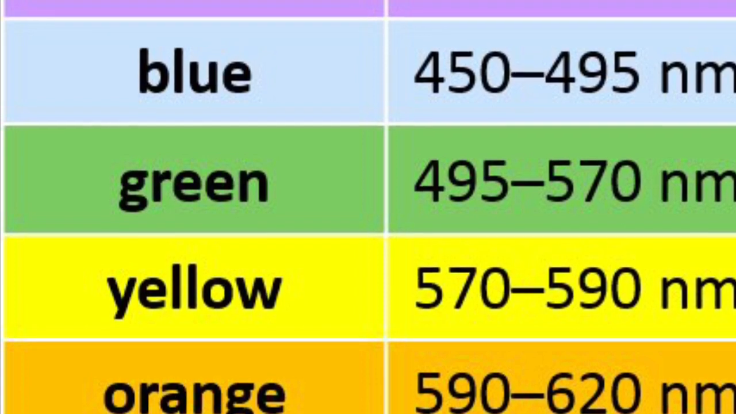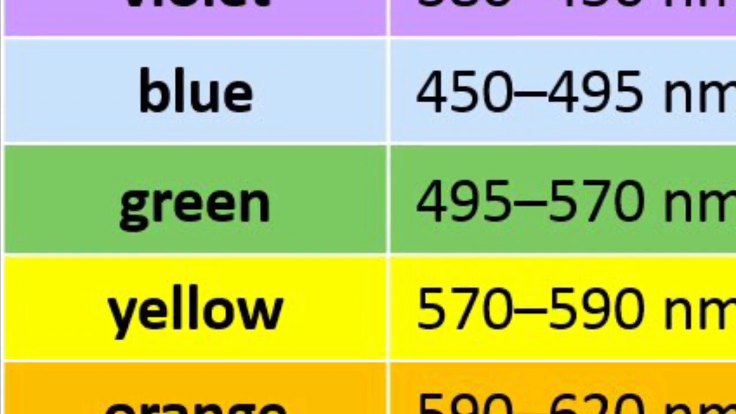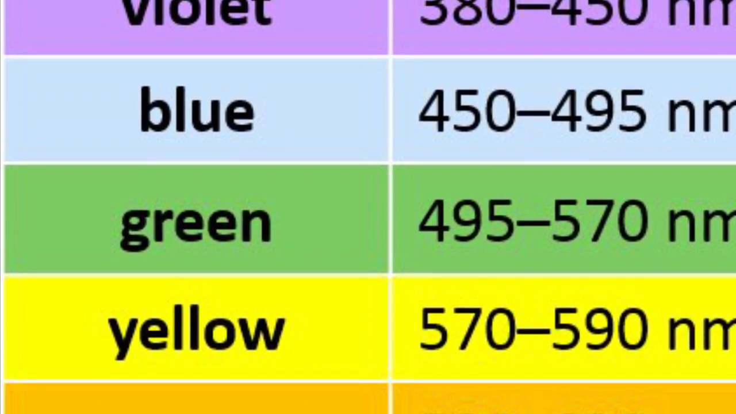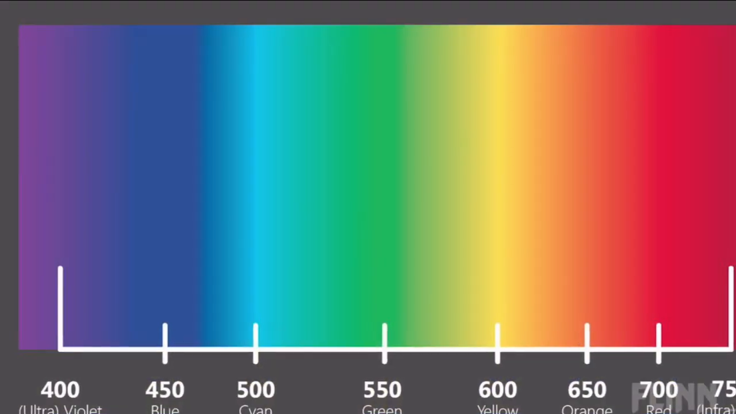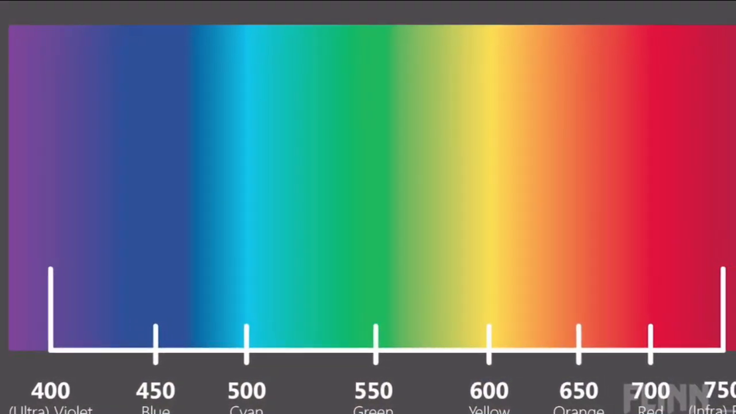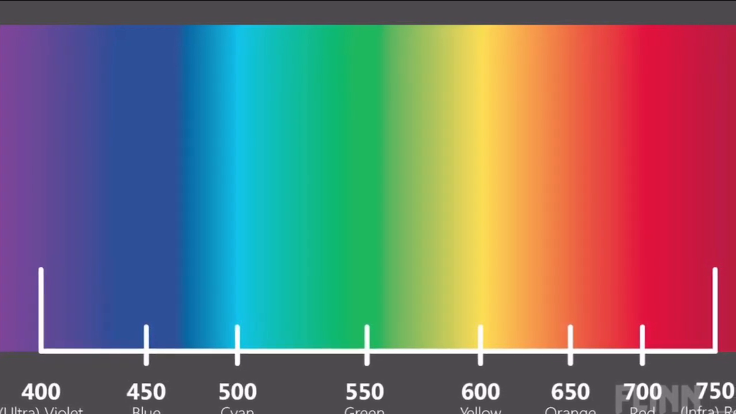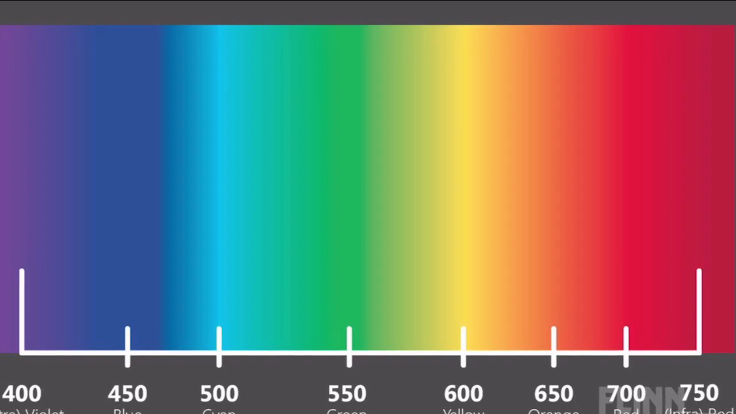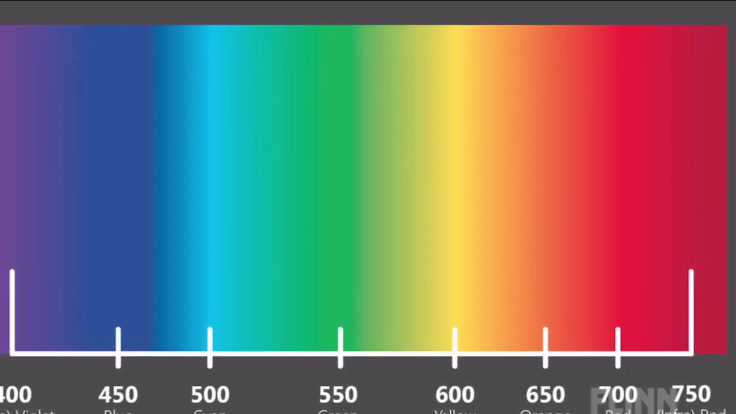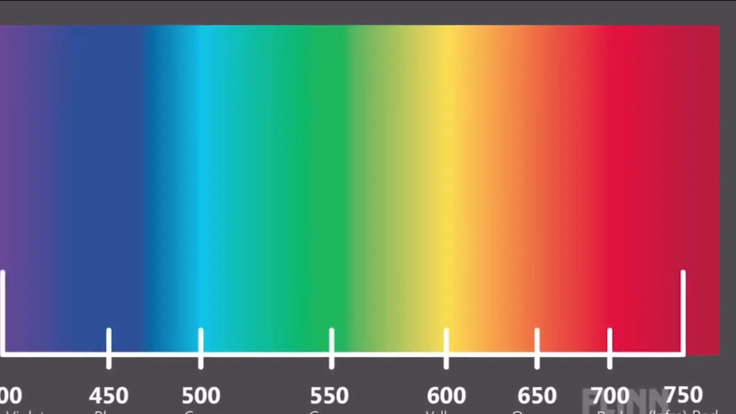Visible light is a small part of the electromagnetic spectrum that humans can see. Visible light waves are the only electromagnetic waves that humans can see. The visible light waves can be seen as the rainbow, and the colors have different wavelengths. Red is the color with the longest wavelength, and purple is the color with the shortest.